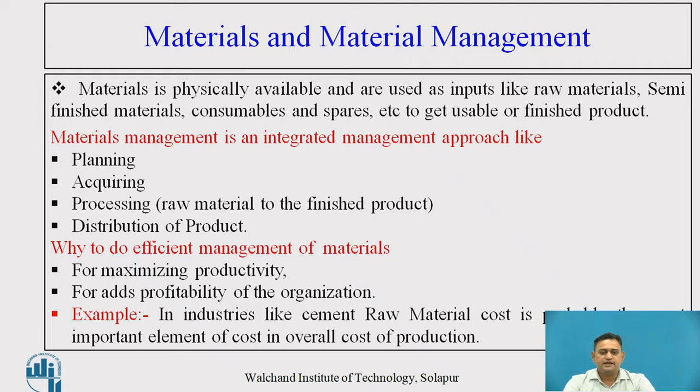Now, what exactly do we have to do to have the efficient management of the material? For that, the object is what? For maximizing the productivity as well as to add the profit to the organization, the wastage has to be avoided. As we minimize the wastage of the material, 100% it will increase the productivity, and finally it is going to contribute to the profit of the organization.